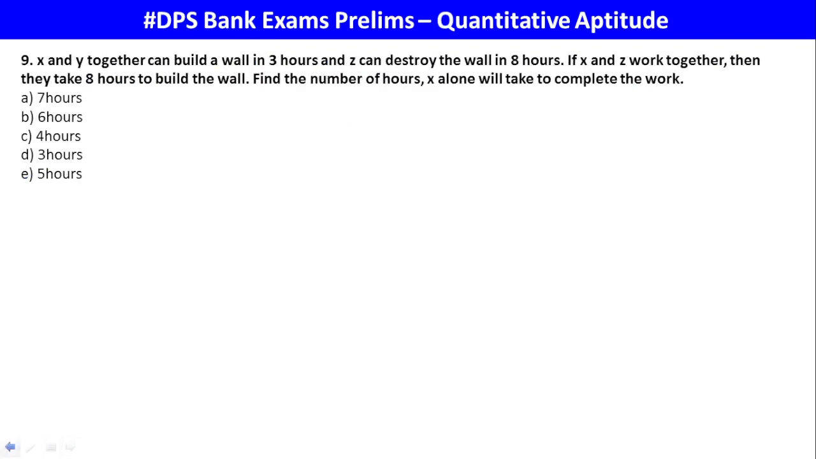Next one, question number 9. X and Y together can build a wall in 3 hours and Z can destroy the wall in 8 hours. If X and Z work together, they take 8 hours to build the wall. Then find the number of hours X alone will take to complete.